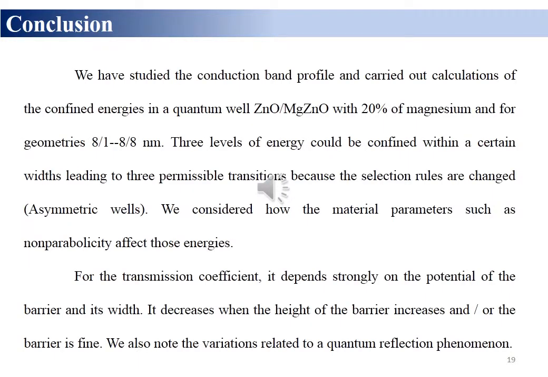So in this work, we have studied the conduction band profile and the theory of calculation of energy levels in ZnO and MgZnO quantum wells with 20% magnesium. We have calculated the transitions and the energy levels for our cases, the non-parabolic and the parabolic cases. The transmission coefficient depends strongly on the potential of the barrier and its width. It decreases when the height of the barrier increases and or the barrier is widened. We also note the variation related to a quantum reflection phenomenon.